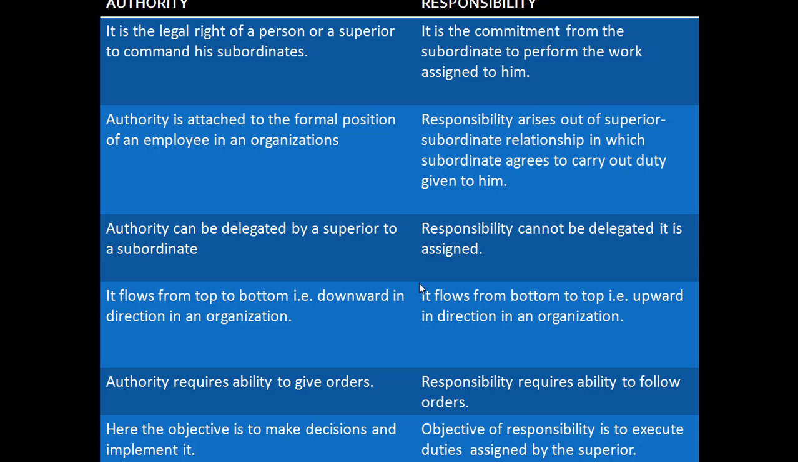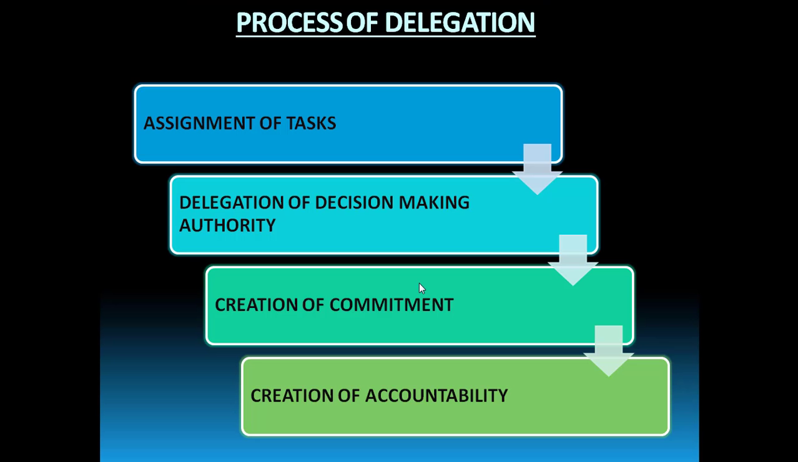Right? Then the last one is, in authority, the objective is to make decisions and implement it. Whereas in responsibility, the objective is to execute the duties. Execute means perform the duties assigned by the superior. Right? Now, I hope the difference between the two is clear now.